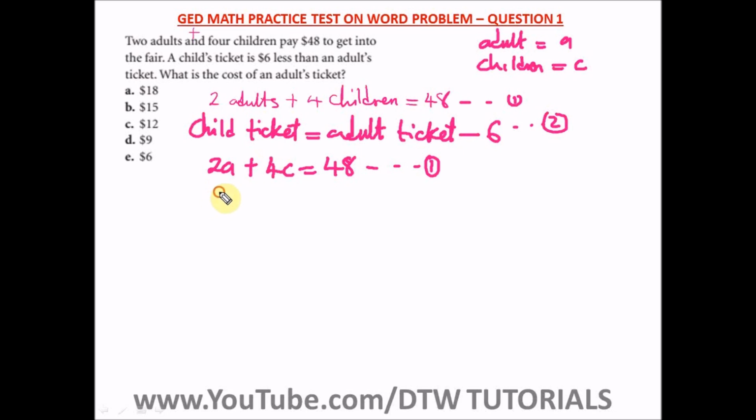And child, which is C, is equal to adult ticket, which is A, minus 6. This is what this statement means after we've declared our variables. So we have these 2 equations. Now we are told to get the adult ticket. Is that not it?